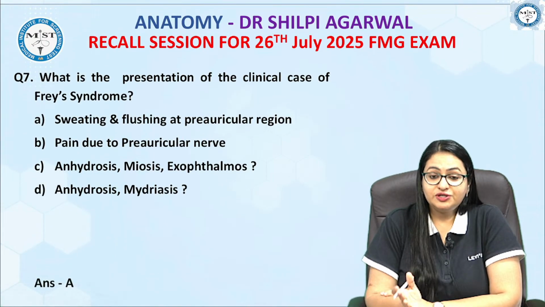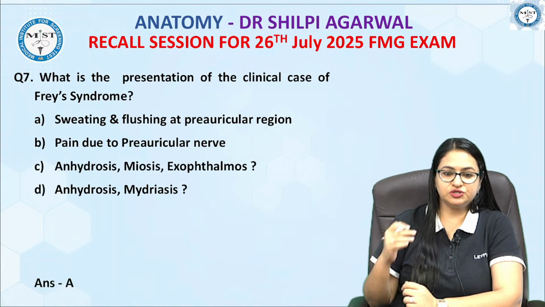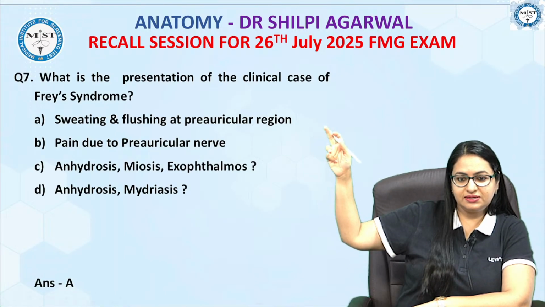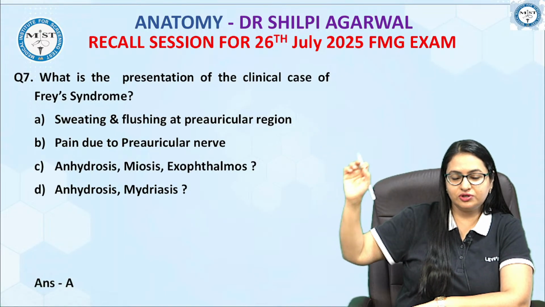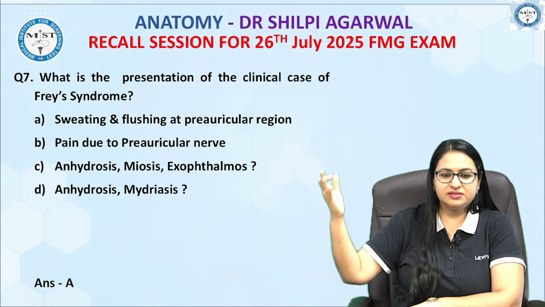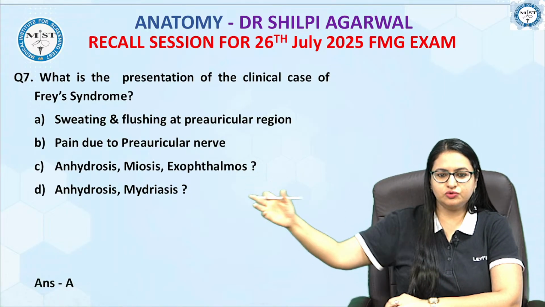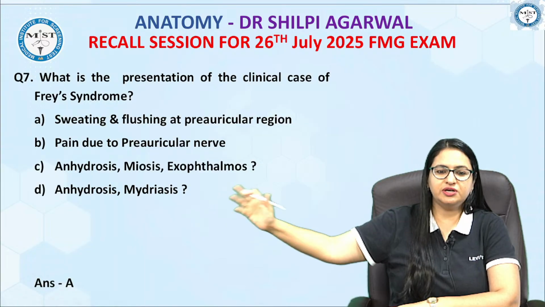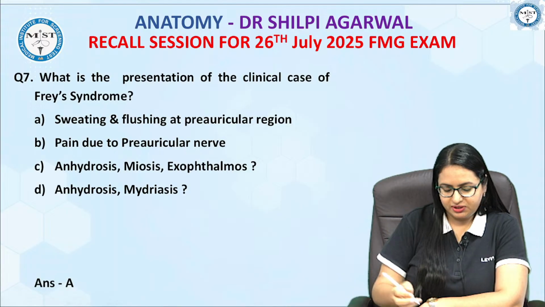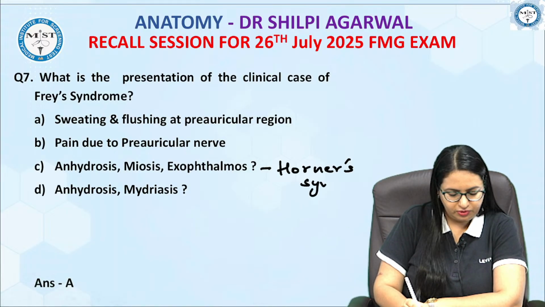Now, what is the presentation of clinical case of Frey syndrome? Okay, this question was there and these options were mentioned. Maybe some additional words are there, but I'm sure that one option had the words sweating and flushing at preauricular region. And these other symptoms were there, and I've been told anhidrosis, miosis, exophthalmos. I'm not sure about the D option. Mydriasis was told to me, and anhidrosis. So I'm not sure about option D, but when you see these options, you are very much clear that this is actually for Horner syndrome.